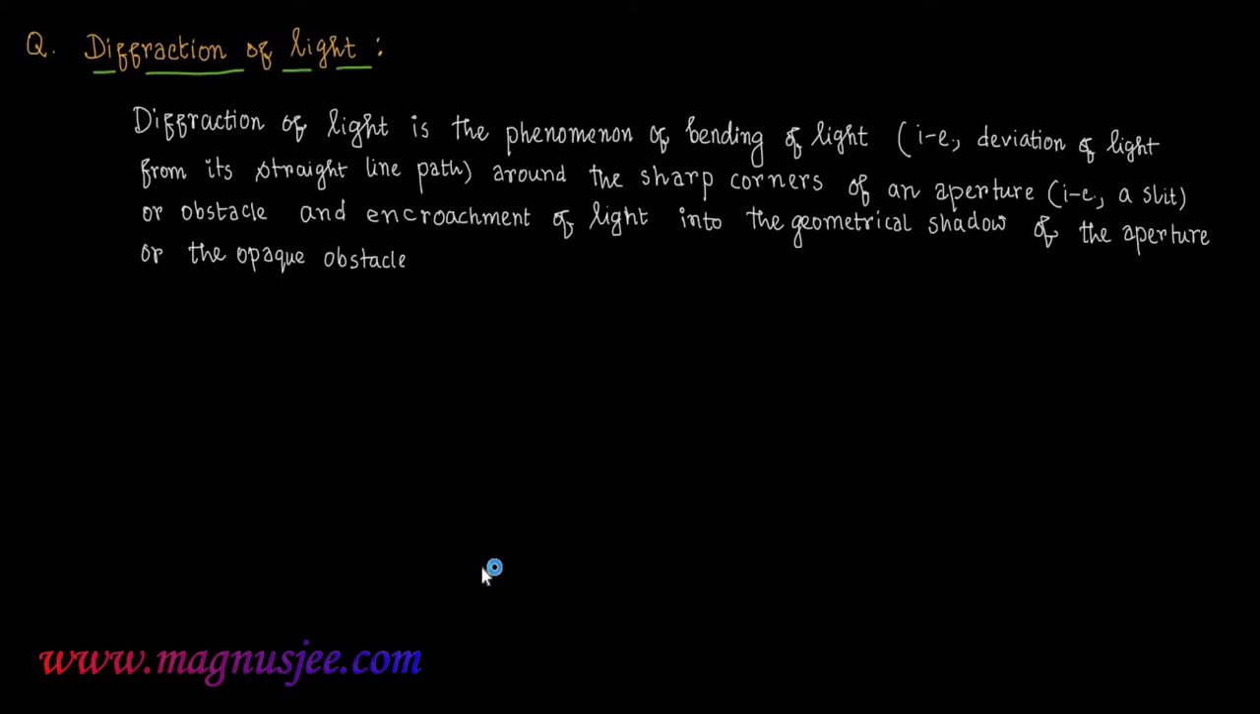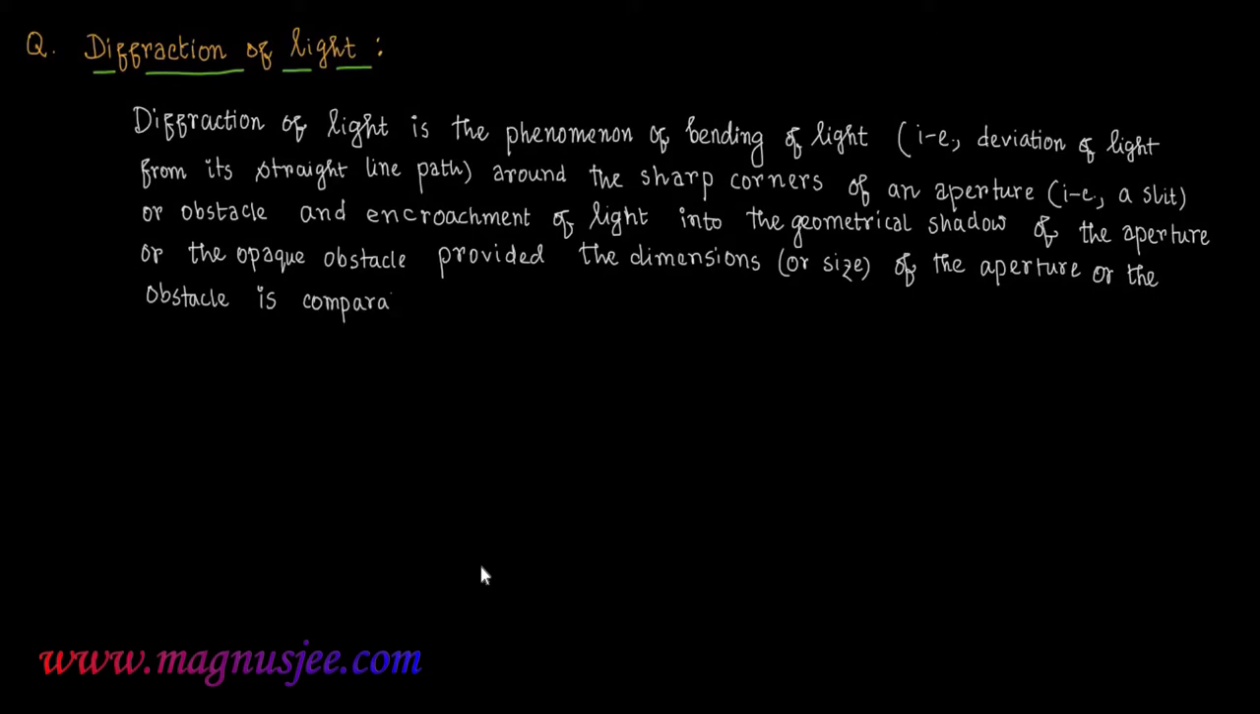Diffraction of light is the phenomenon of bending of light around the sharp corners of an aperture or obstacle and encroachment of light into the geometrical shadow of the aperture or opaque obstacle, provided the dimensions or size of the aperture or the obstacle is comparable with the wavelength of light.